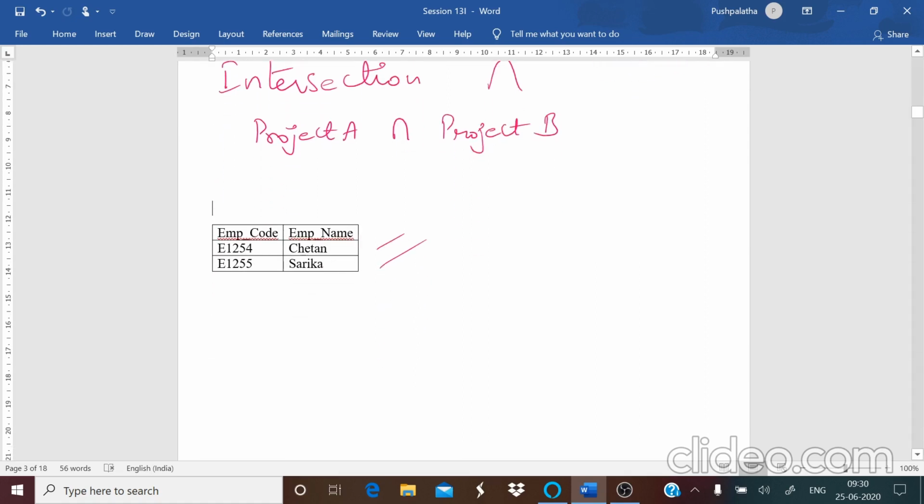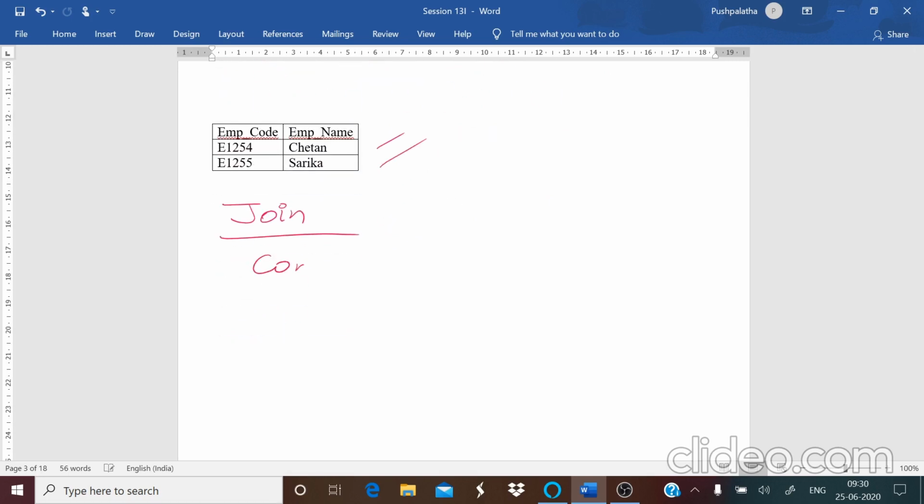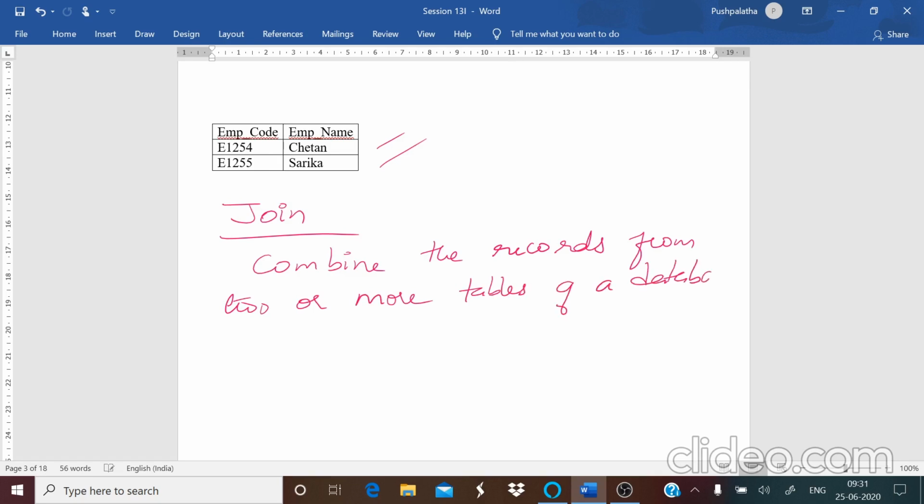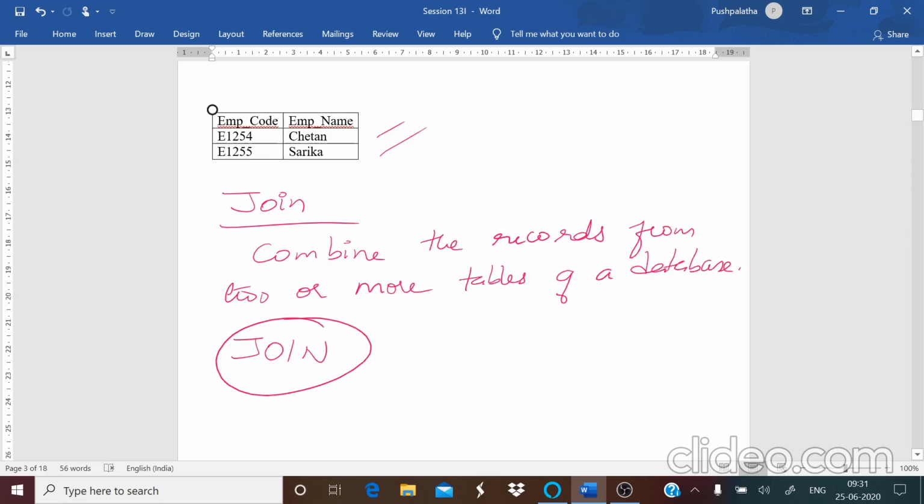And again there is one more operation, that is the join operation. This is used to combine the records. This operation is used to combine the records from two or more tables of a database. So there is a clause by the name of join. This will combine the two fields from the two tables.